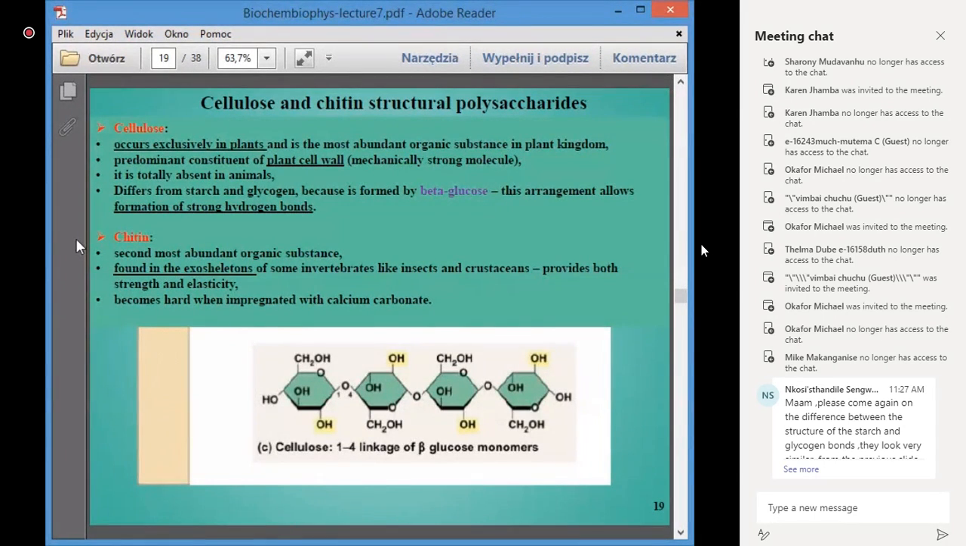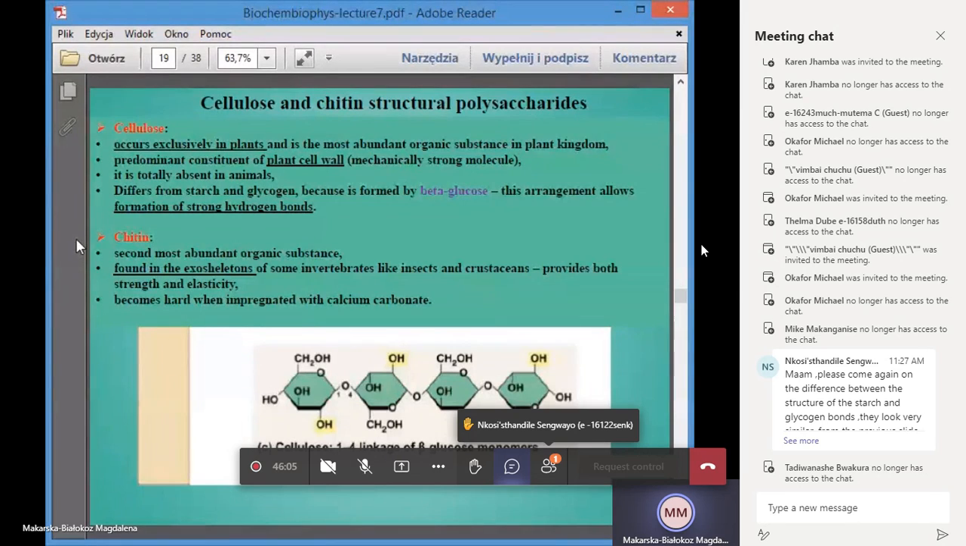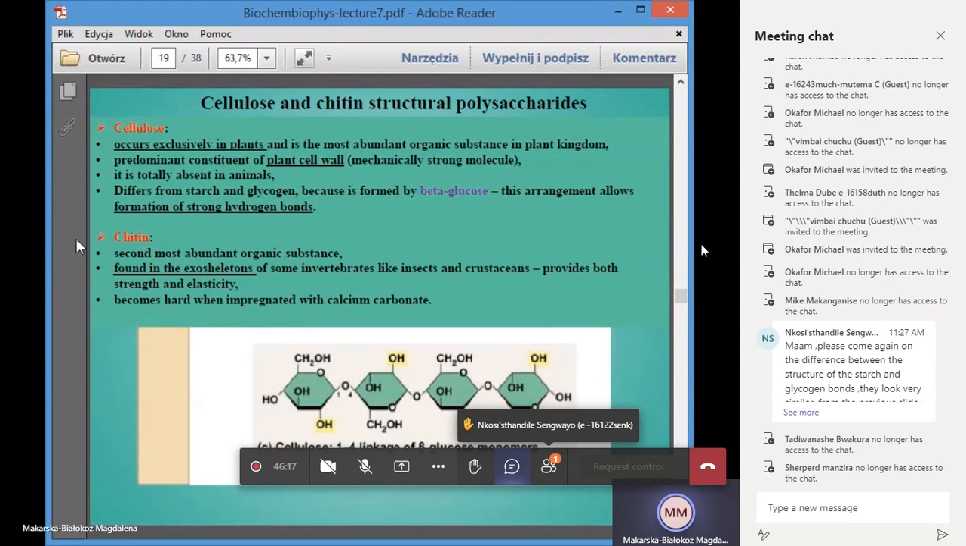We can find also other polysaccharides like chitin, which is also a very important organic substance, and is found in the exoskeletons of some insects, for example, or crustaceans. And chitin provides both strength of these exoskeletons and elasticity. And very often to chitin there are attached some additional substances like calcium carbonate, and in this case we can say that such structures of chitin are impregnated with calcium carbonate.